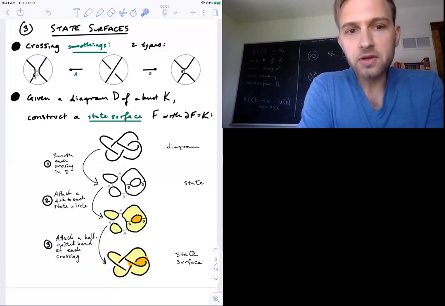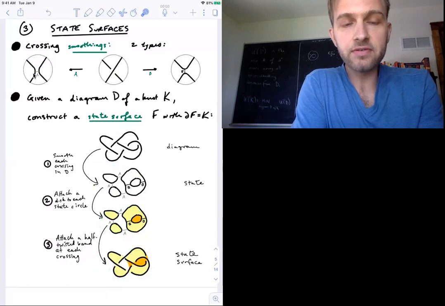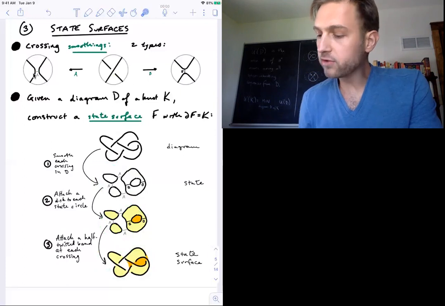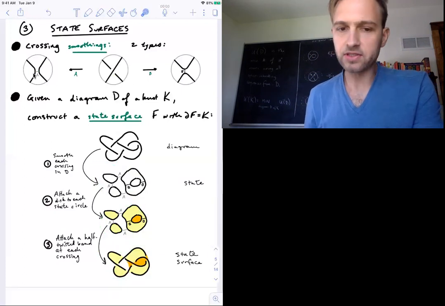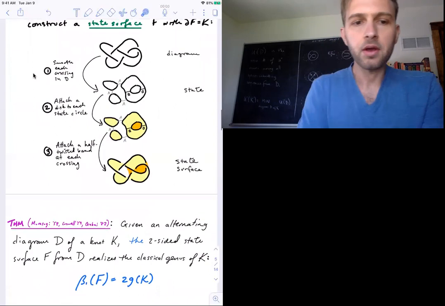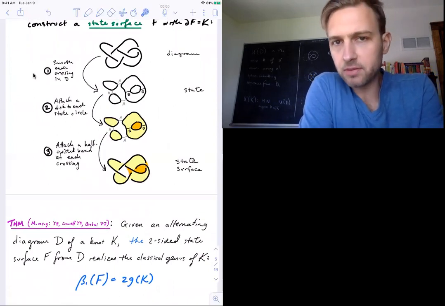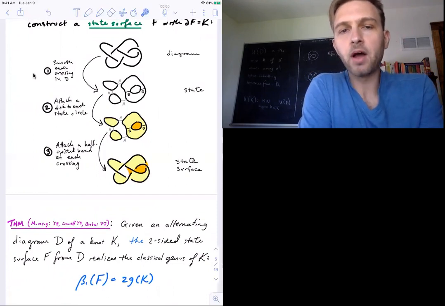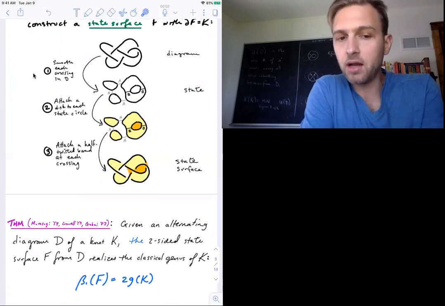Seifert's algorithm is a special case of a state surface. Namely, if you take the state in which all of your smoothings respect orientation, the construction in that case is called Seifert's algorithm. And it's a classical theorem proven first in the late 50s by Murasugi and Crowell using the Alexander polynomial, and later geometrically by Gabai, that Seifert's algorithm on an alternating diagram of a knot always produces a surface that realizes the classical genus of the knot.